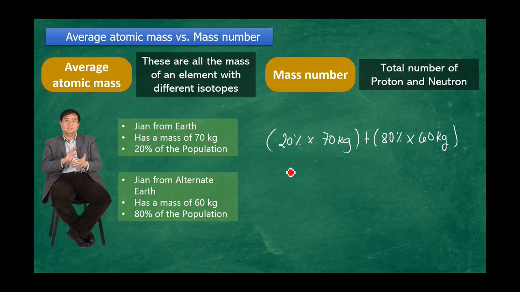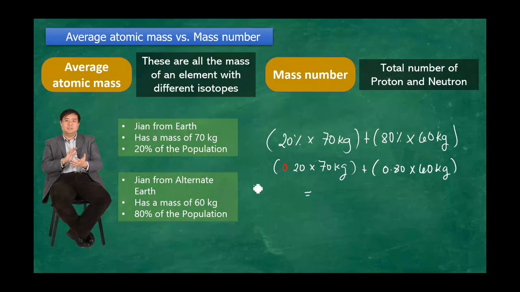So 20% is 0.20 times 70 kilograms plus 0.80 times 60 kilograms. And you will get the average atomic mass.